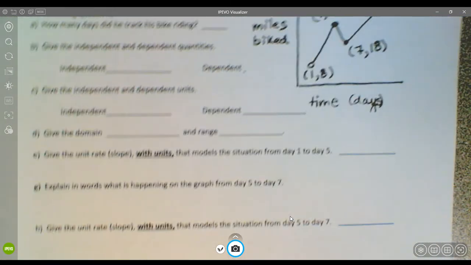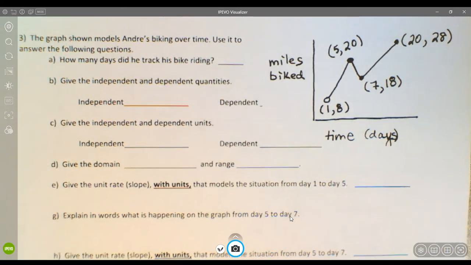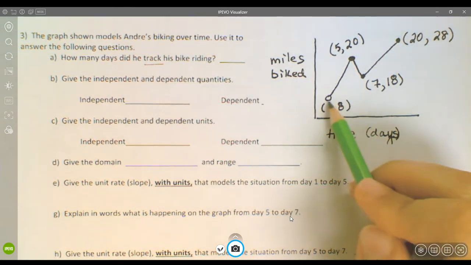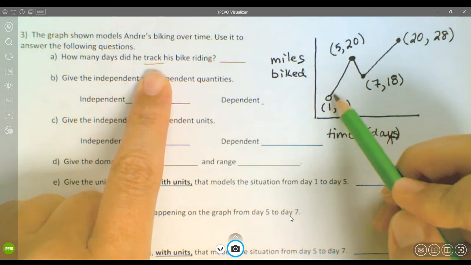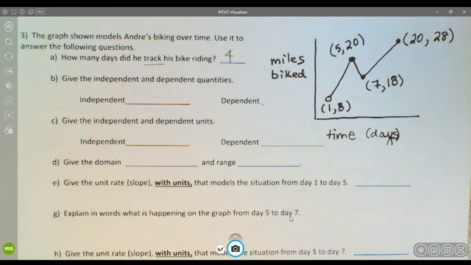Next one. Oh, this one's a little different because it's not a straight segment, and we have a hole here. This graph models Andre's biking over time. Use it to answer the questions. How many days did he track his biking? I'm not going to lie. I might have put the wrong answer on the answer key, but the more that I see this word track, this is how many days did he look at what he did. Now, we know that he traveled for 20 days because he went from day 1 to day 20. But how many did he track? Well, 1, 2, 3, 4. It looks like he tracked 4 of those days.